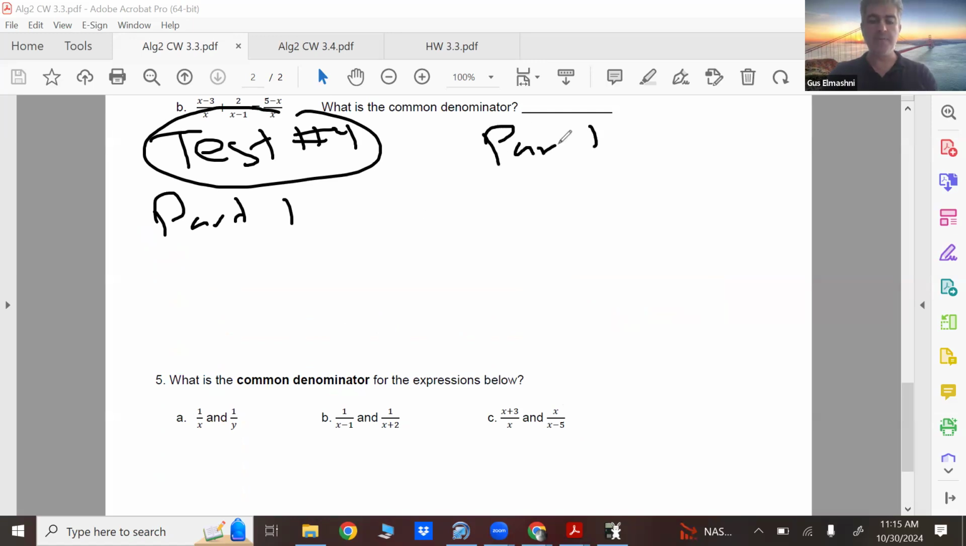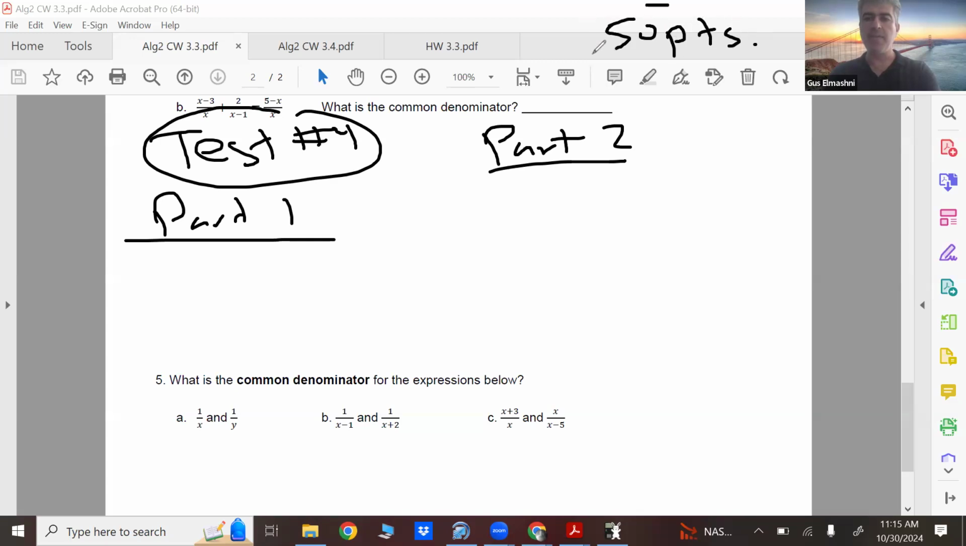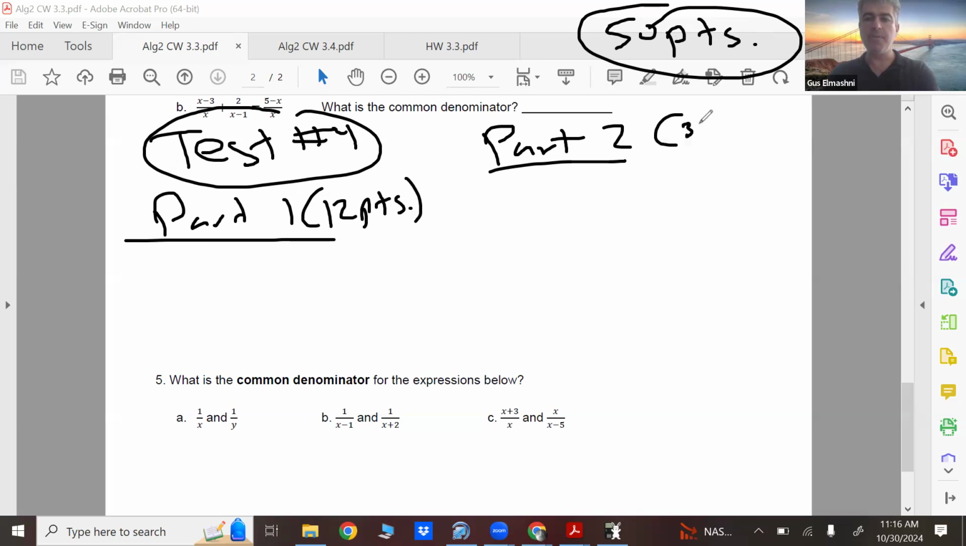There are two parts. It's going to be 50 points, like the last test. Part one will be 12 points. Part two will be 38 points. For part one, it's simply going to be 2 questions.